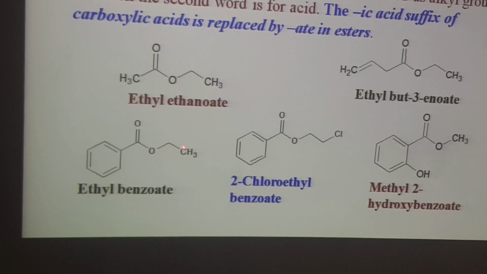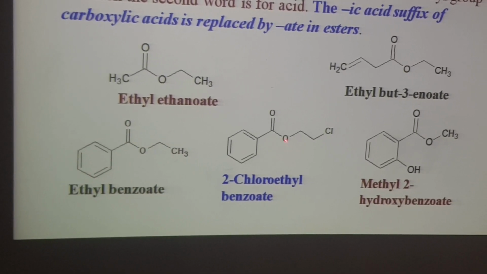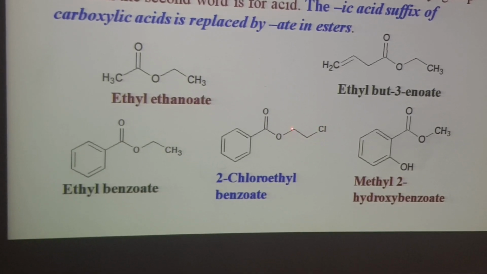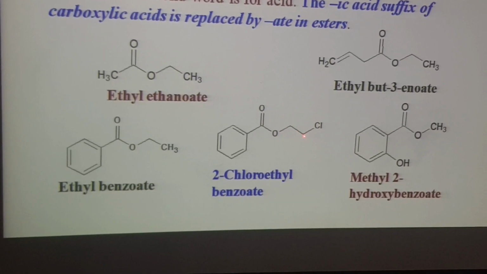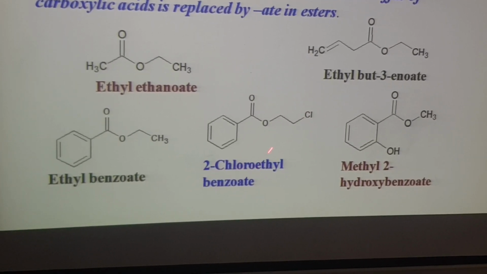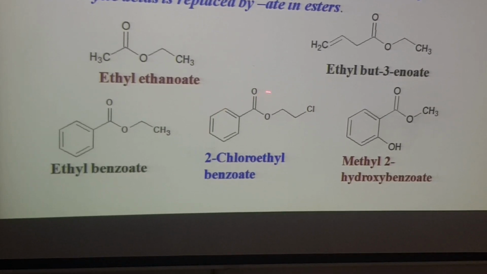Ethyl group. So ethyl benzoate, ester of benzoic acid. It will be 1, 2 chloro because this alkyl group is further substituted with Cl. The name of this molecule is 2-chloroethyl. This is the alkyl part. 2-chloroethyl benzoate.